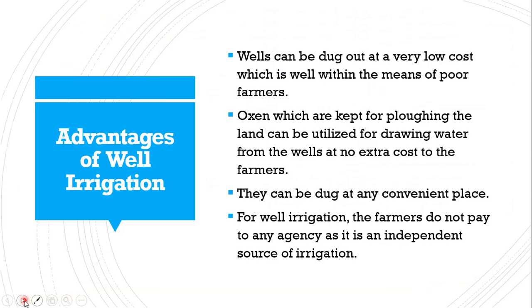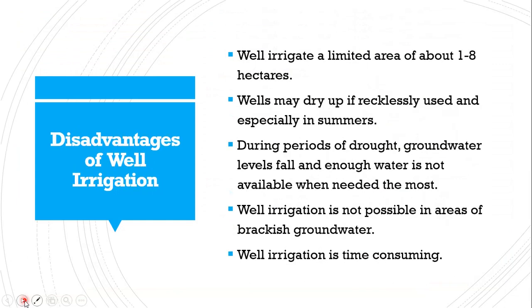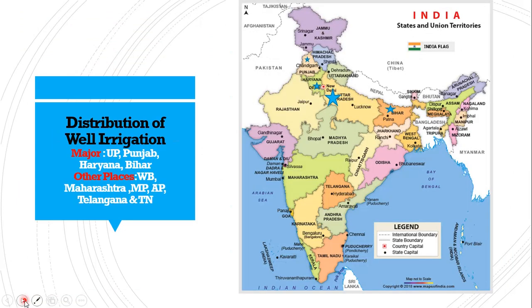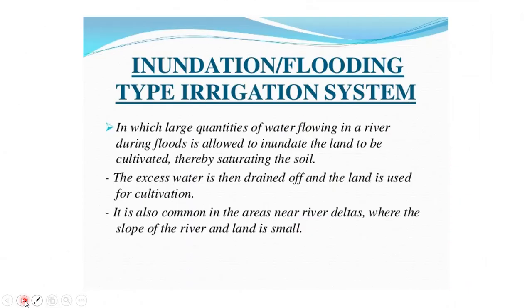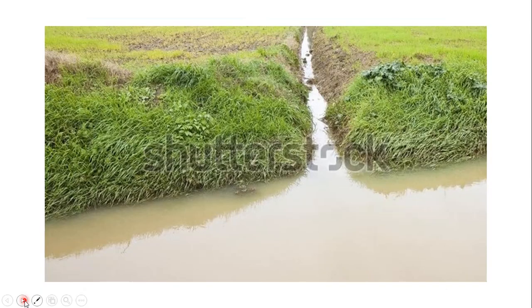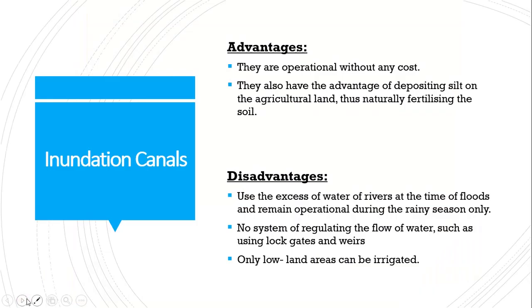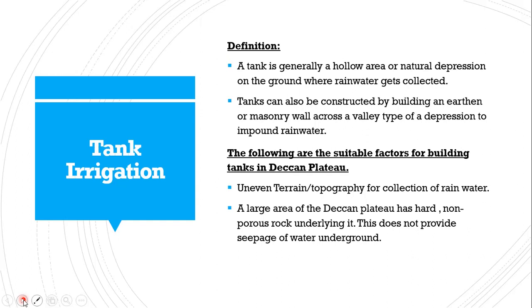Okay. Then advantages, then disadvantages of well irrigation, then the distribution, likewise inundation canal. Okay, the definition part, then the advantage, then the disadvantage. Here we are not doing distribution for inundation canal because only the rivers which get flooded will have inundation canal. So mostly it's perennial rivers, no other rivers.